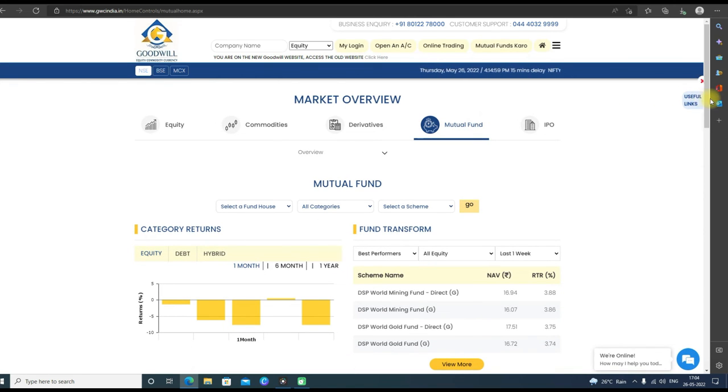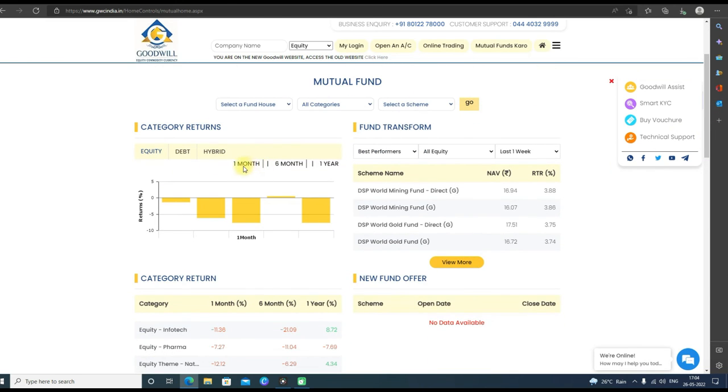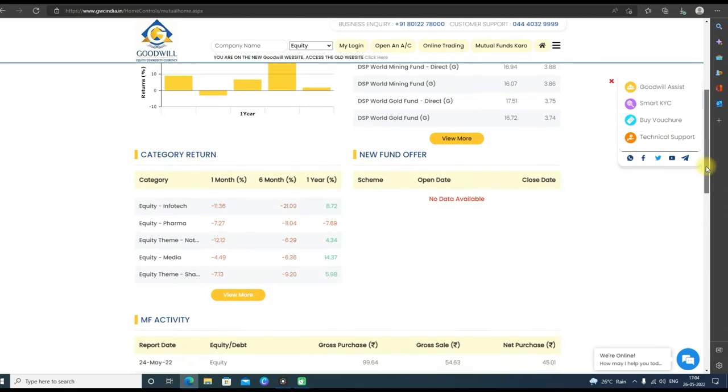After that we have mutual fund, and we have basically three categories: equity, debt and hybrid. And from here we can see the returns. The returns can be monthly, half yearly or yearly. For yearly we have around 8.89 for the automobile sector, about minus 3.01 for banking, about 6.65 for diversified, and so on. And these are the top performers for the mutual fund schemes.